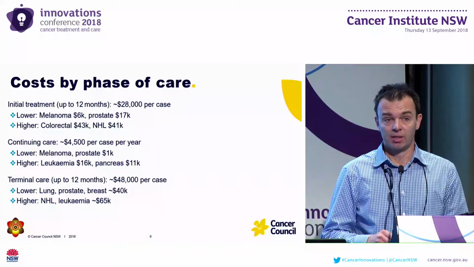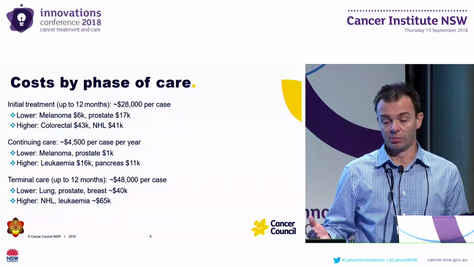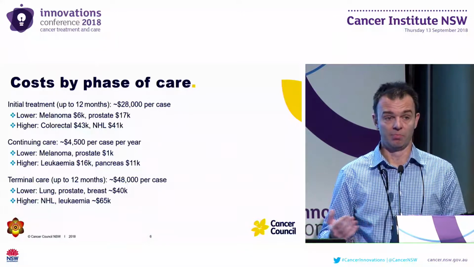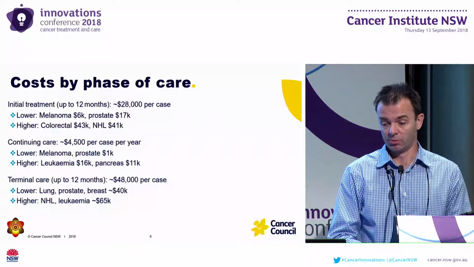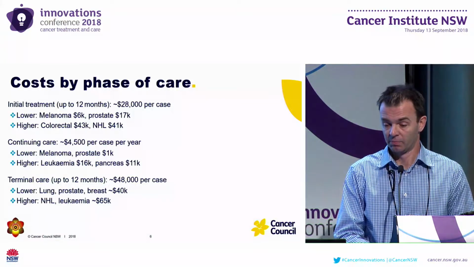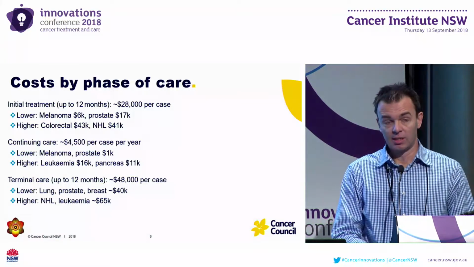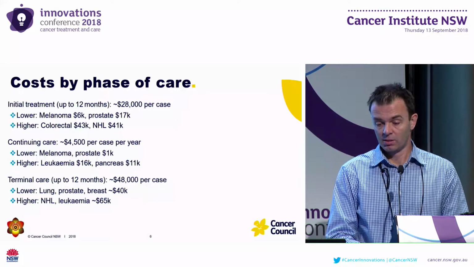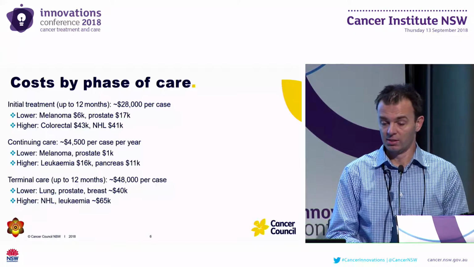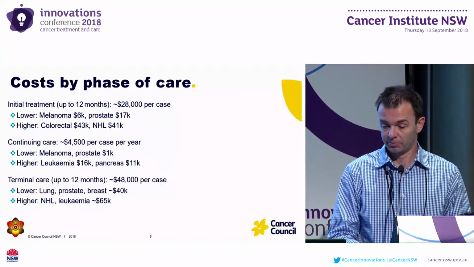The continuing care phase is the time after initial treatment, but before someone has gone into terminal care if they've died, or just beyond the initial treatment phase if someone has no record of dying. So again, melanoma and prostate cancer were at the lower end, and higher treatment costs for some of the cancer types that had more intensive treatment, such as leukemia.